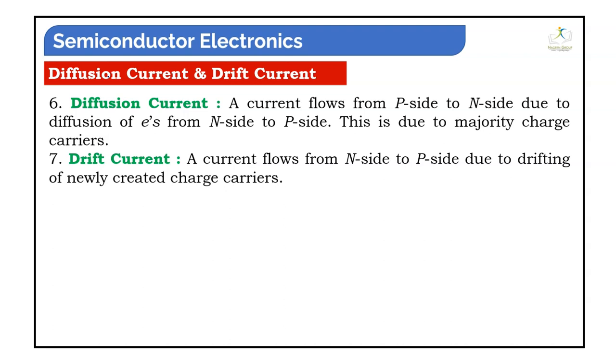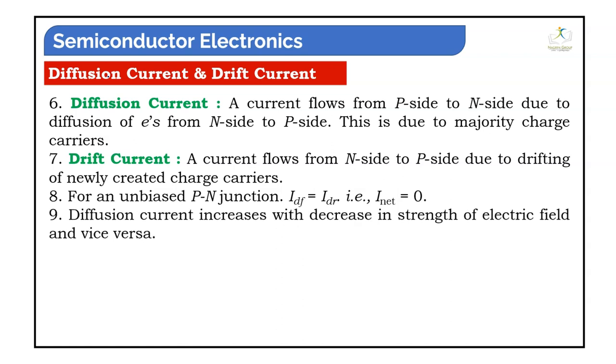Drift current is the current that flows from N side to P side due to the drifting of newly created charge carriers. For an unbiased PN junction, I drift equals I diffusion, that is, I net is equal to 0. And why does this diffusion occur? Because of the collaboration of holes and electrons. So diffusion current increases with decrease in the strength of the electric field and vice versa.